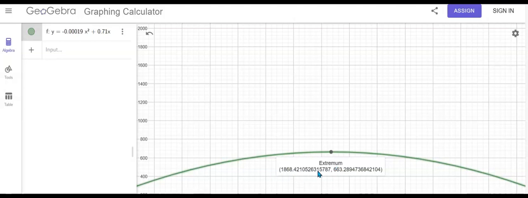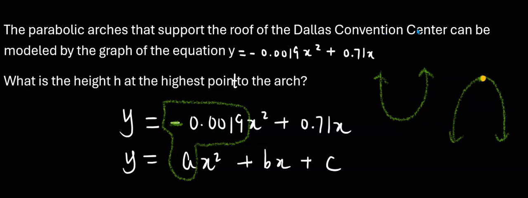And if you look here, oh, this really long number with many digits is your x-coordinate. What you want to read is your y-coordinate. The y-coordinate gives you the height of this architecture. That is how you use your current knowledge and your graphing calculator to figure out the solution to this word problem. I hope you have enjoyed this lesson. Happy learning.